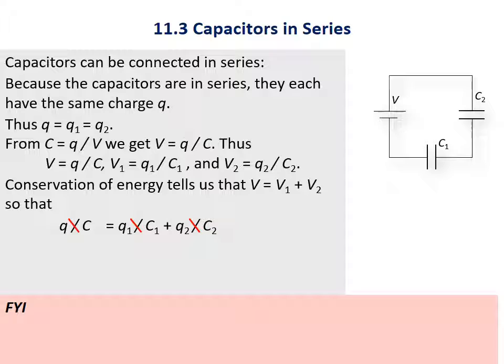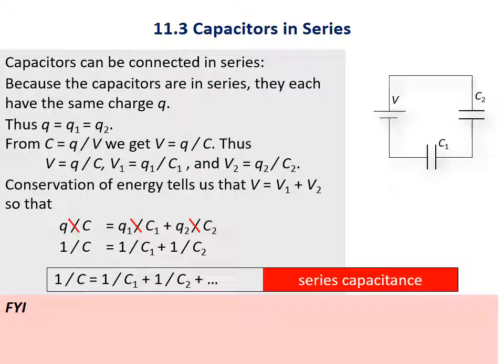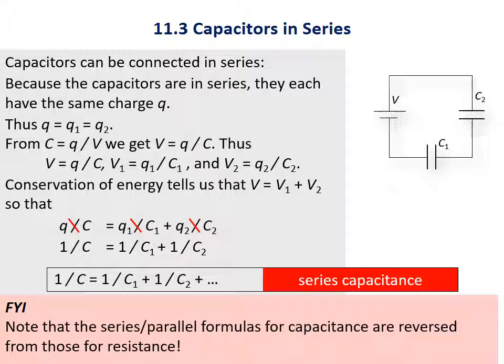Since Q is the same for all three objects, I can cancel out the Q, and I have 1 over C equals 1 over C1 plus 1 over C2. So this is for series capacitance. Note that the series and parallel formulas for capacitance and resistance are reversed.